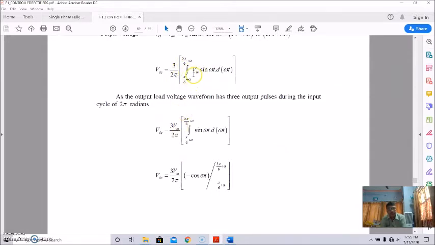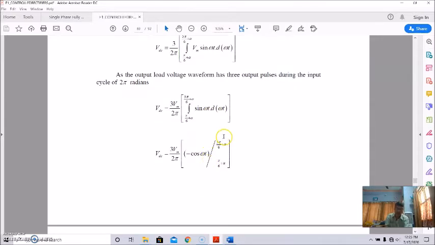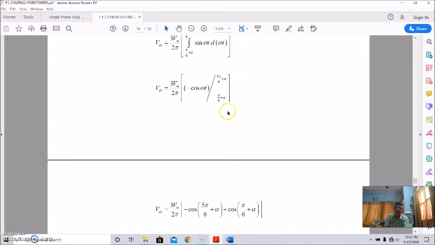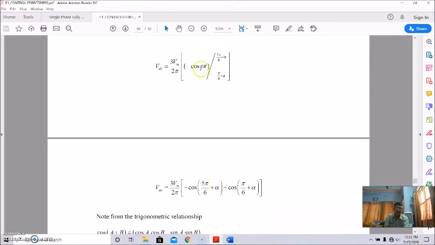So take out the VM outside this integration sign. So it's 3 VM by 2 pi, integration from pi by 6 plus alpha to 5 pi by 6 plus alpha of sine omega t d omega t. If you calculate, the integration is minus cos omega t, and the limit is from pi by 6 plus alpha to 5 pi by 6 plus alpha. So if you calculate it, it will be the upper limit minus the lower limit, minus minus plus, so it will be like this.